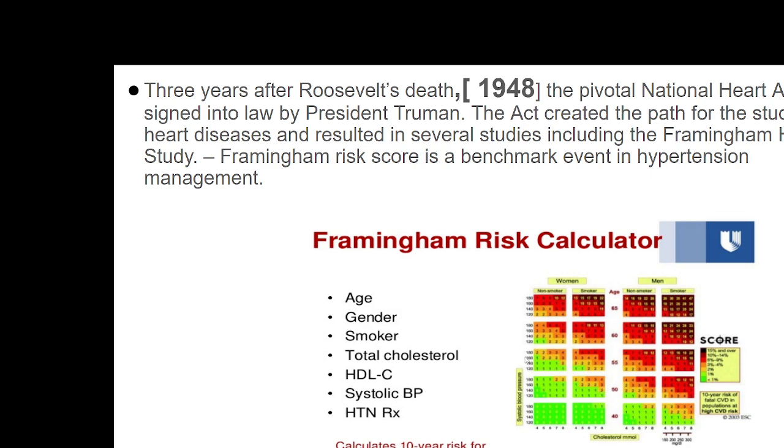Of course, these were slightly modified from the period of Framingham. The current Framingham risk calculator involves these 7 factors to be added, and the risk of cardiac pathology is predicted now. That's how it is done.